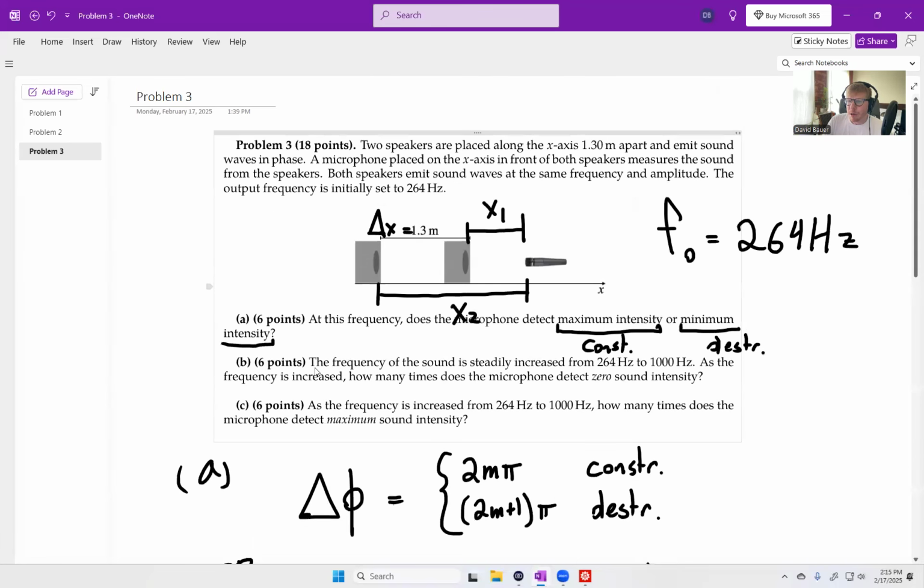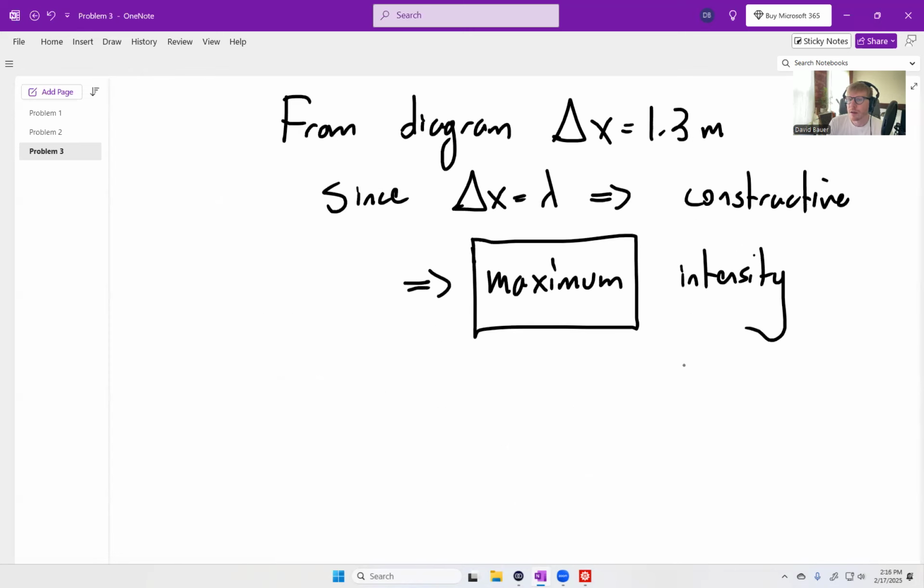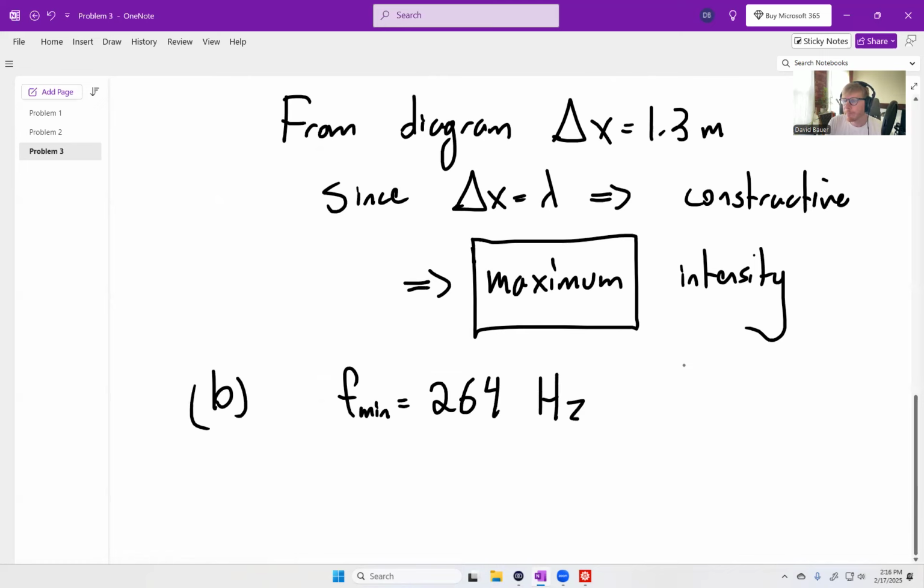All right, part B says, now we're going to change the frequency. So the frequency is steadily increased from 264 hertz all the way up to 1000 hertz. Okay, so this is where we start. This is where we end.